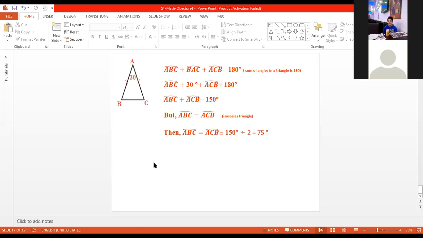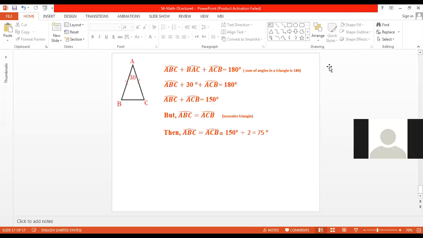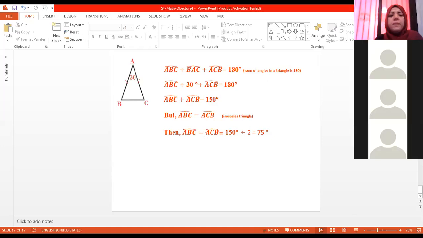Yes, let us continue. In this question, we have an isosceles triangle of main vertex A. So first of all, you put the sum of angles is equal to 180. And then I still need to find two angles. But you know that those two angles, which are ABC and ACB, are equal. Why are they equal? Because it's an isosceles triangle. Then you divide the remaining by 2, which is 75 degrees. That's everything about the lecture.